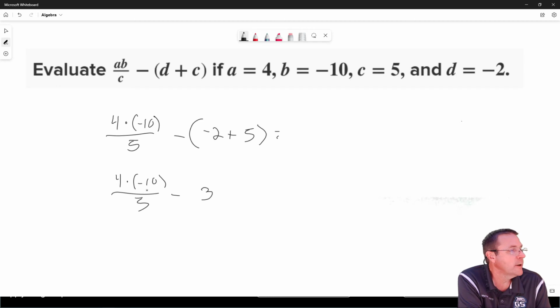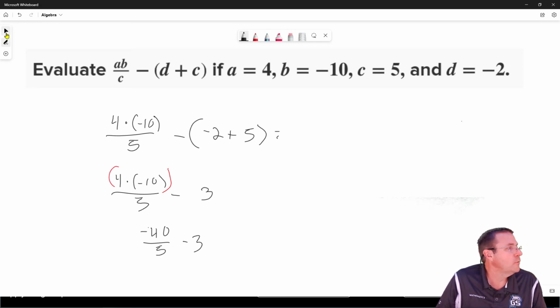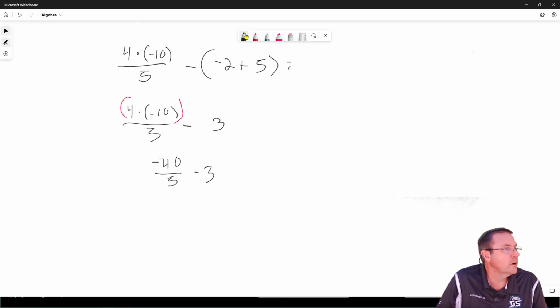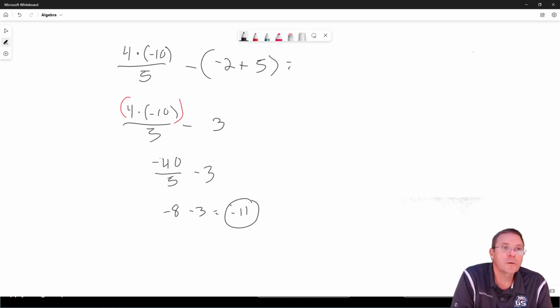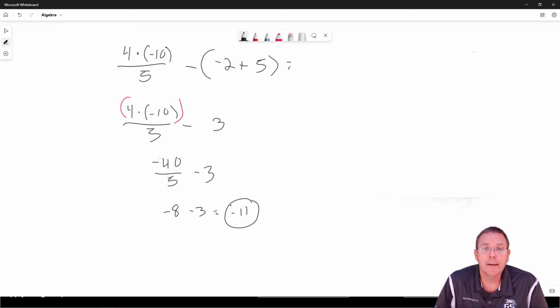Now, multiply and divide from left to right. We got to take care of these invisible parentheses that are right there before we can do any division. So 4 times the negative 10, that's become a negative 40, divided by 5, minus 3. Now we're going to take and move this up a little bit so we have room to finish our problem. Next, we're going to say negative 40 divided by 5. 40 divided by 5 is 8. Negative divided by positive is a negative, minus 3. And finally, signs are the same. Find the sum with a sign in front of your larger number going in front of your answer, making it a negative 11.